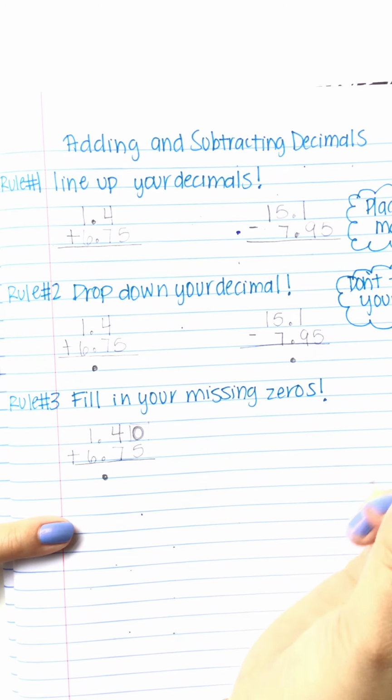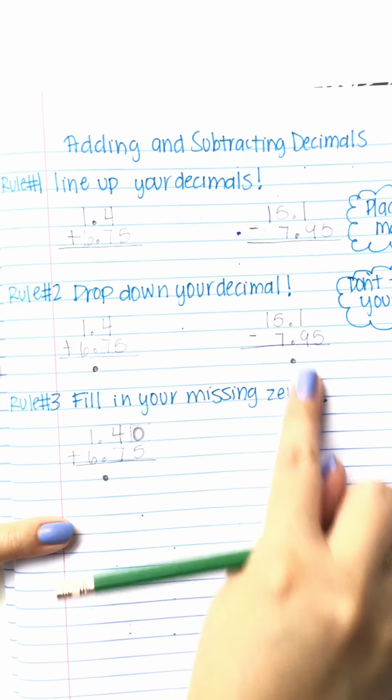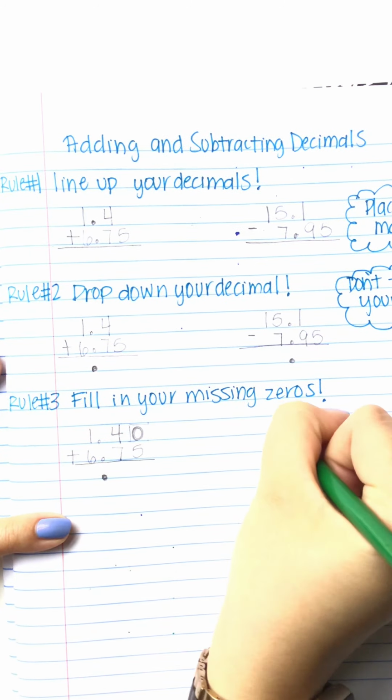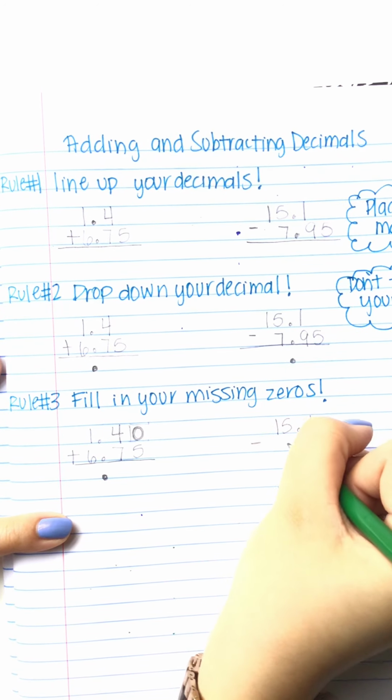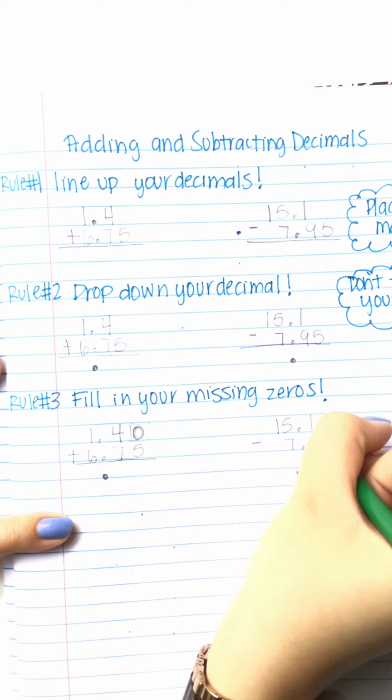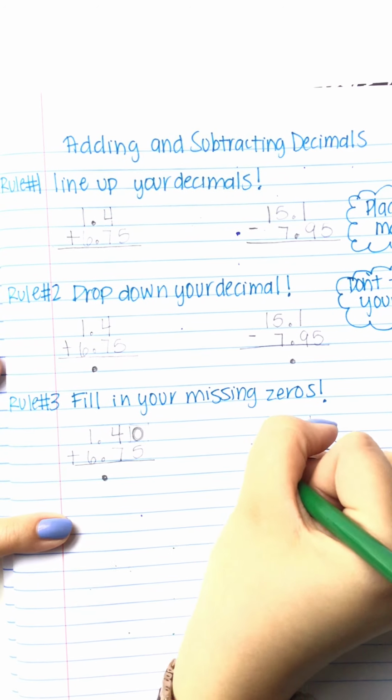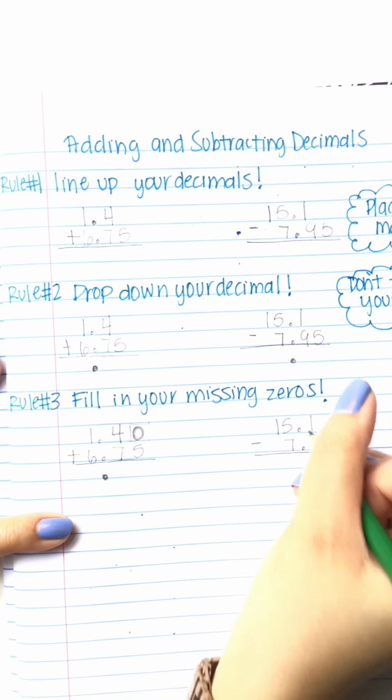Okay, so we're going to do the same with the second one. So we have 15 and 1/10 minus 7 and 95 hundredths. Okay, I lined up my decimals.